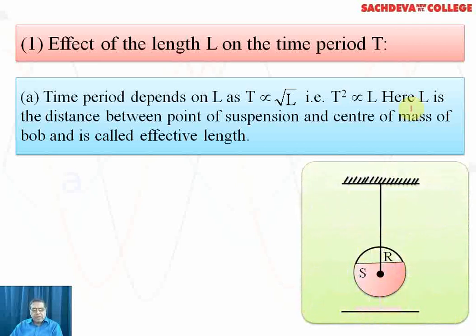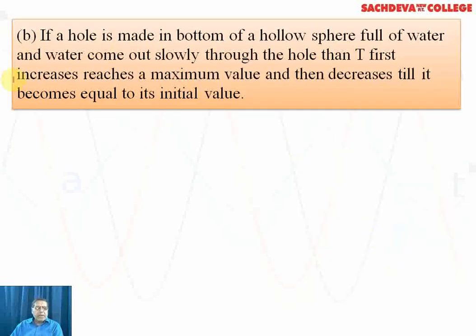So L means effective length, from the point of suspension to the center of mass of the pendulum bob. It is indicated in the figure that there is a pendulum bob suspended from a rigid support, and there are two points, S and R. That is a special case we are dealing with: if we make a slight hole in the bottom of the pendulum so that water can trickle down gradually, and it is filled with water as indicated, then what will happen? So we can just make a discussion on this.